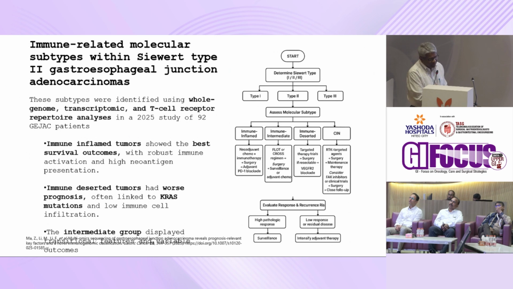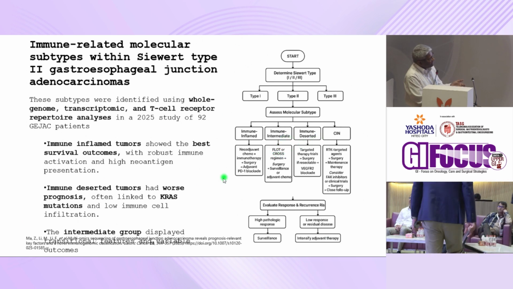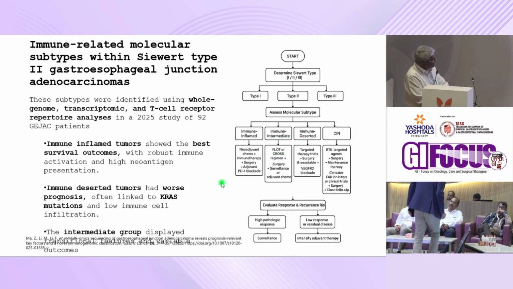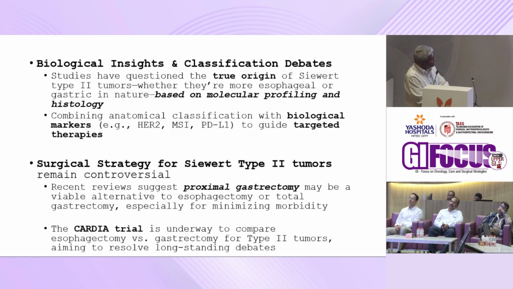Can we combine molecular profiling in Siewert's? Yes, we can, especially in type 2 tumors, where we can assess the immune molecular subtype, whether it is immune inflamed, intermediate, or deserted, and depending on that, we can decide on the neoadjuvant protocol. So, there are multiple studies which are going on.